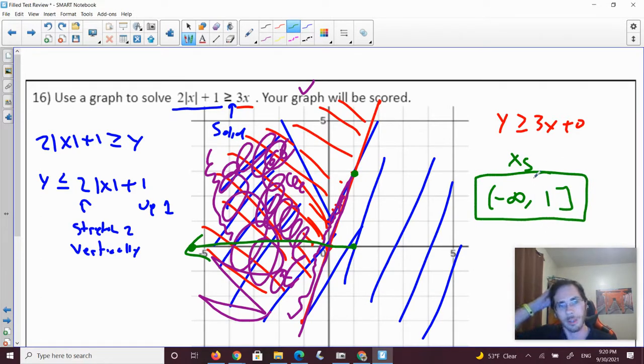Those are all the parts that I need. I've used my graph to solve it. I got the graph. It looks nice. Well, maybe. It looks kind of squiggly. But I got my graph, it looks complete, and I've got my solution. My solution's a domain. It's just the x values from negative infinity to 1.